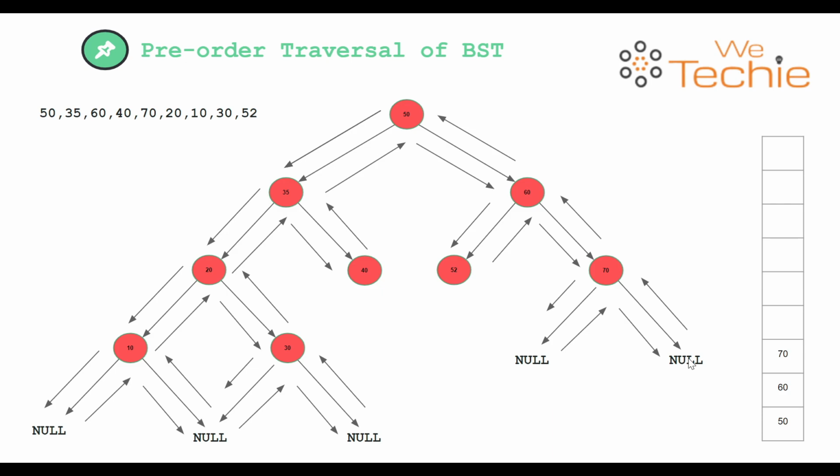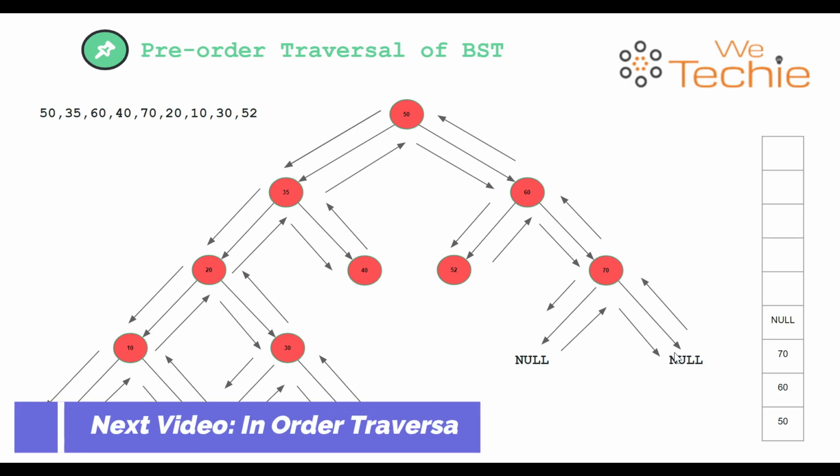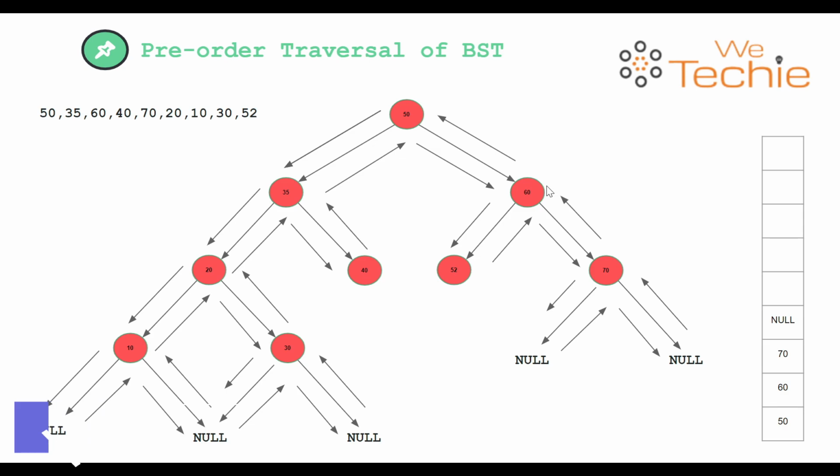But we have a base condition which will check if the reference of the left hand side is null, then return control back to the previous node, that is 70, and 70 then executes the remaining line of code, that is making a call to the right hand side. If it is not pointing to null, then execute that implementation. If it is pointing to null, then return control back to the previous node, that is 70. And as both are pointing to null, return control back to 60.